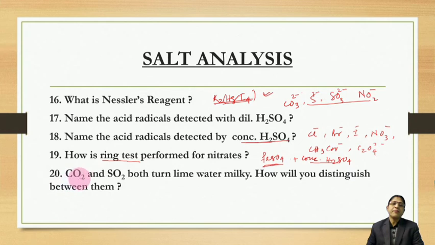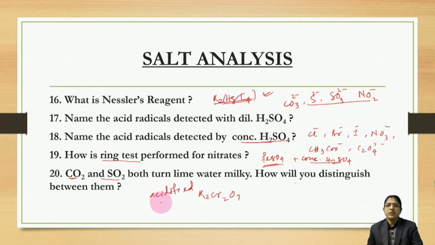Then the last question: carbon dioxide and sulfur dioxide both turn lime water milky. How will you distinguish between them? So CO2 turns lime water milky, SO2 turns lime water milky. How will you distinguish or differentiate them? Remember, by passing acidified potassium dichromate, K2Cr2O7 solution.